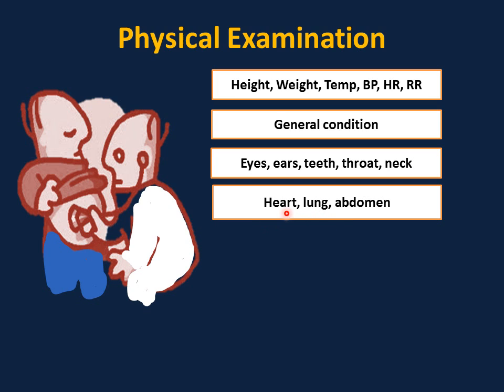Check the heart for heart rate, murmur or signs of hypertension, the lungs for wheezing or pneumonia, and the abdomen for masses or constipation. Urine infection can be associated with headache, which is very important to keep in mind.